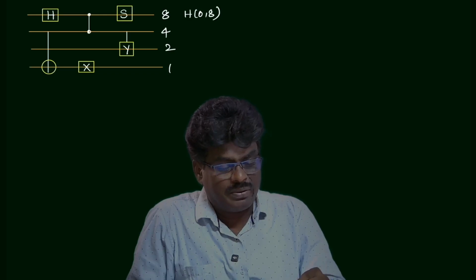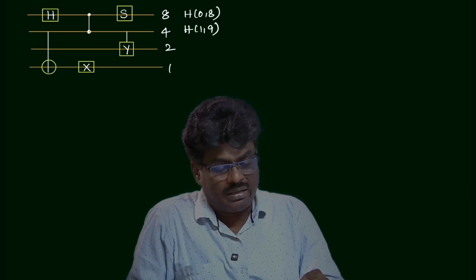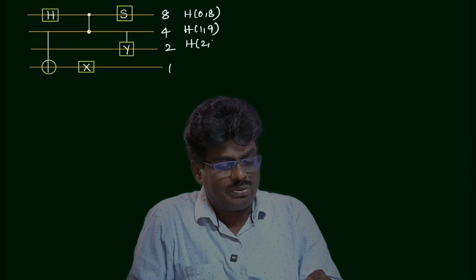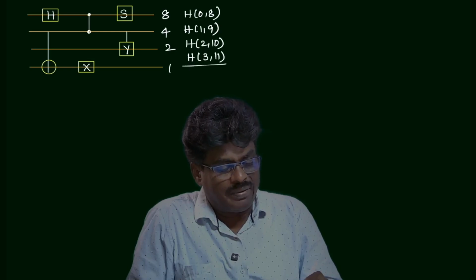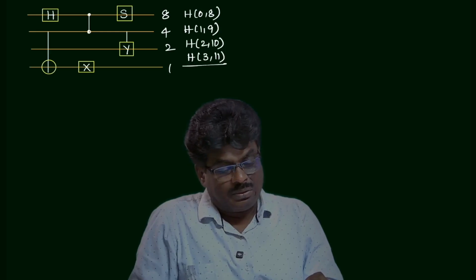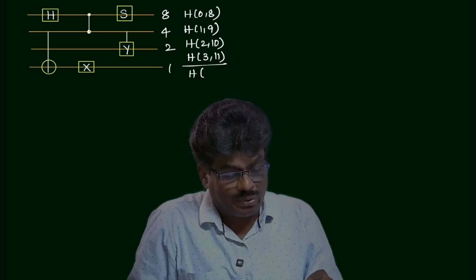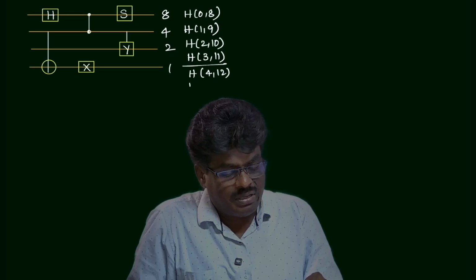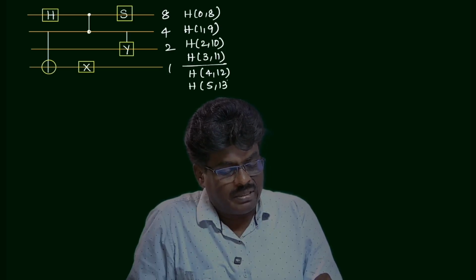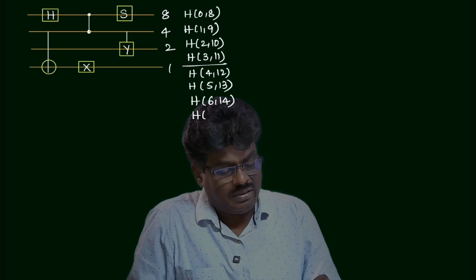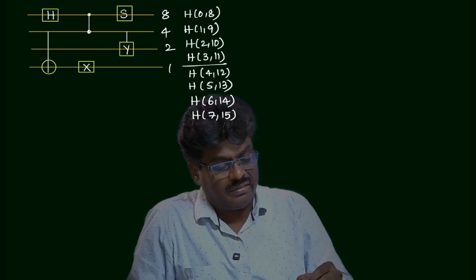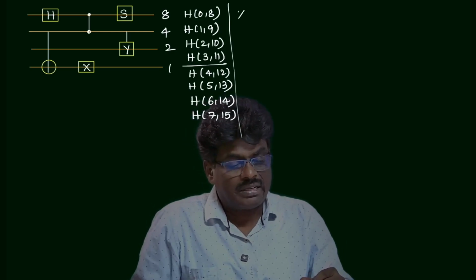So here I am taking the first Hadamard operation, that is H 0 comma 8. No need to get tension, that is 1 comma 9. You have to add 1, next adding 2. Whenever you are adding, you have to add all the previous states. Now you have to add 4, that is 4 comma 12, 5 comma 13, 6 comma 14, 7 comma 15.